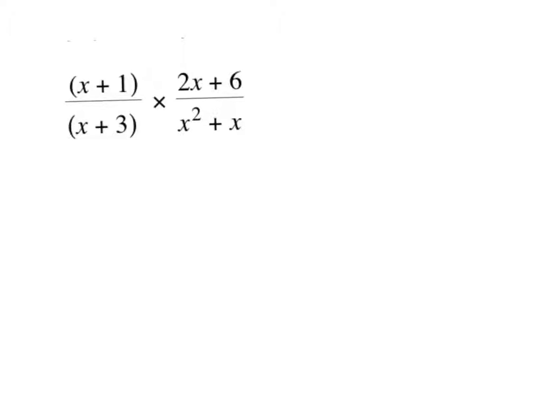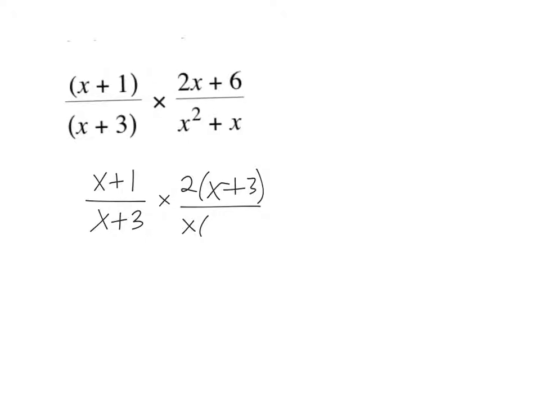So here, in the first expression, I have x plus 1 over x plus 3, and that can't factor. There's nothing there that can factor out. Now, in the second expression, what can factor in the top? 2, so I have a 2 out front. And what will be in the brackets? x plus 3. And on the bottom, what can factor out of x squared plus x? An x. So I'll have x, and in the brackets I'll have plus 1.